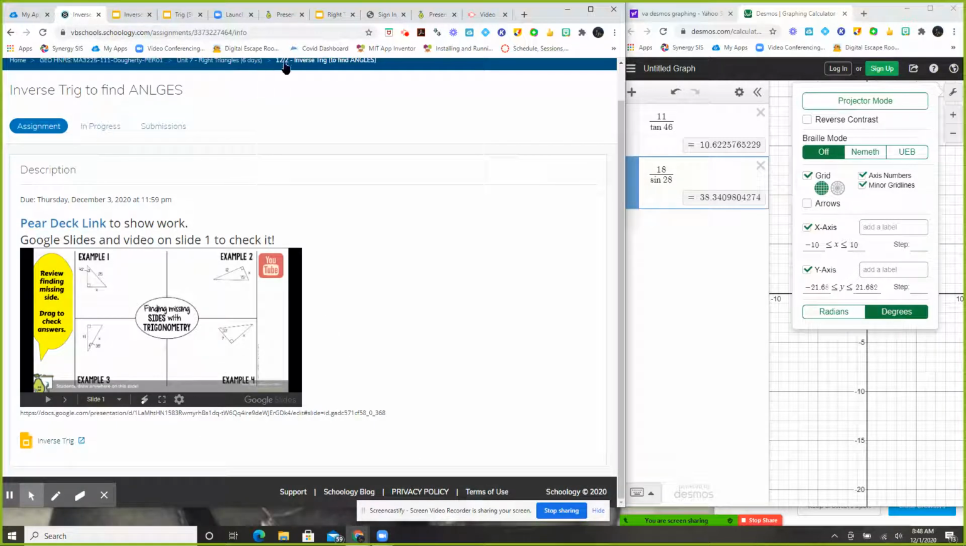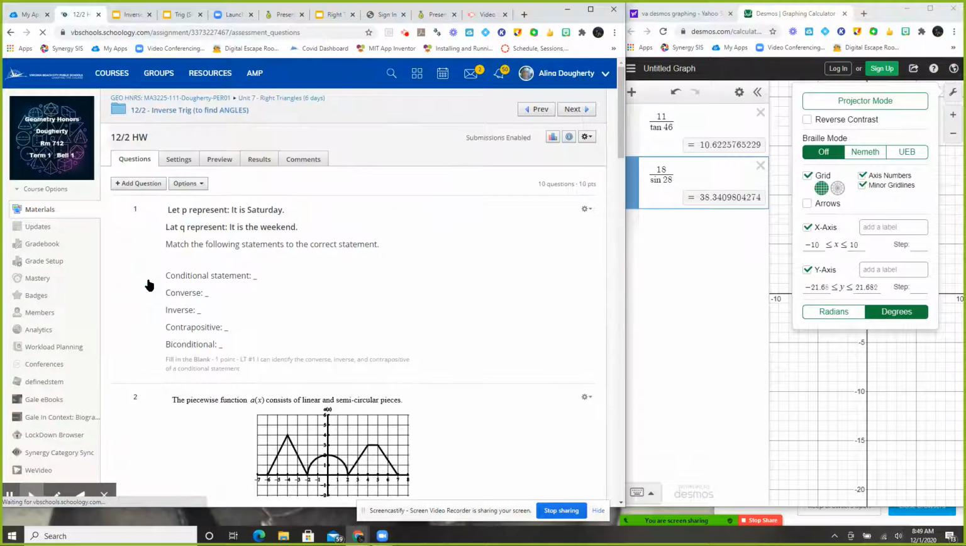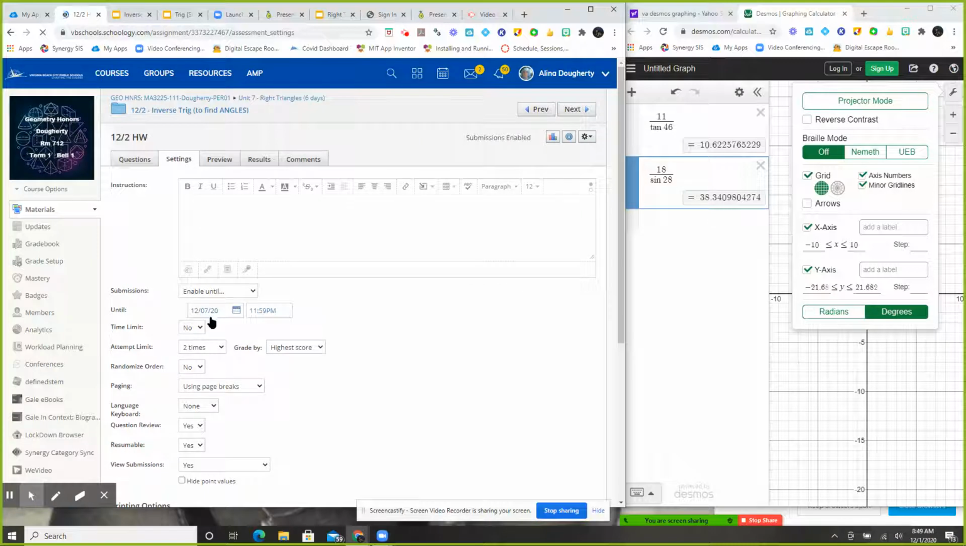The last thing tomorrow, after you work through all of the problems, and again, if you have friends in the class, get together and do them together: the warm-up, the inverse trig, and the notes. Then there is a 12-question homework. I just want to make sure that I have set this up right and it is open. Yep. So this will be enabled until next Monday for you to do. You have 2 attempts, so make sure you use all of those.